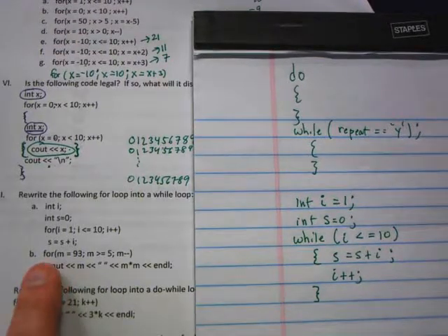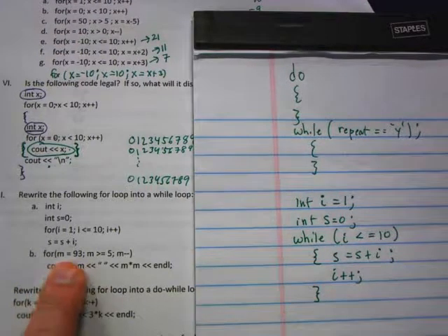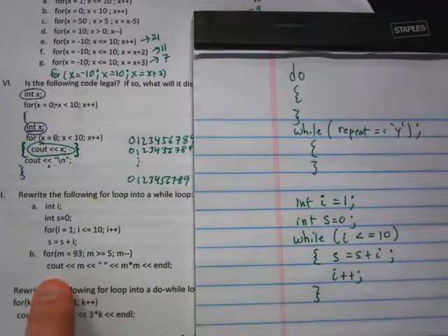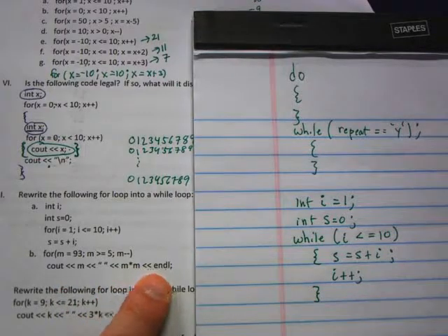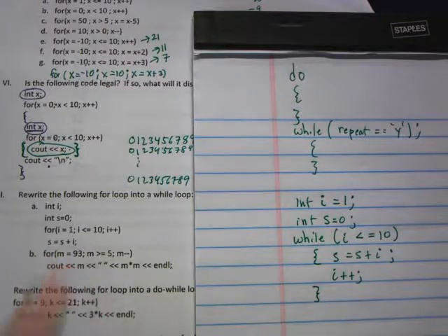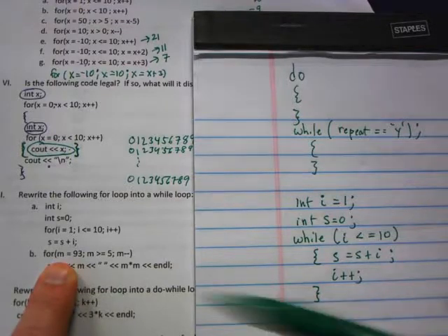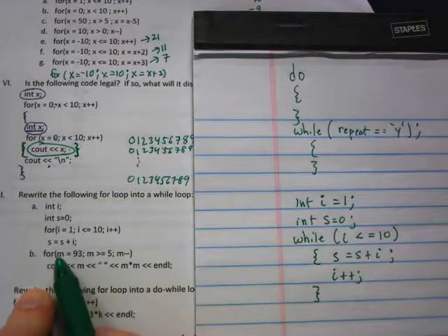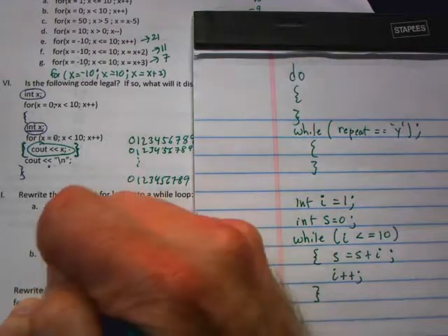All right. How about this one? For m equals 93, m greater than or equal to 5, m minus minus, cout m times m, endl. Seems to be a mistake with this one. What seems to be the mistake with this one? Either m is defined somewhere up above, or I should have the word int right there in front of the m. One or the other. Let's sneak an int in right there.